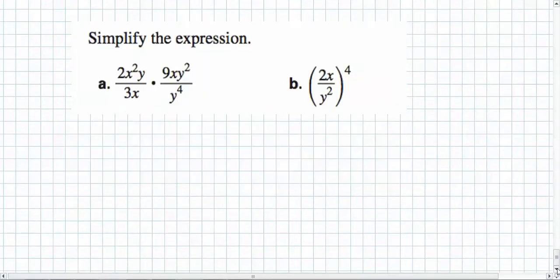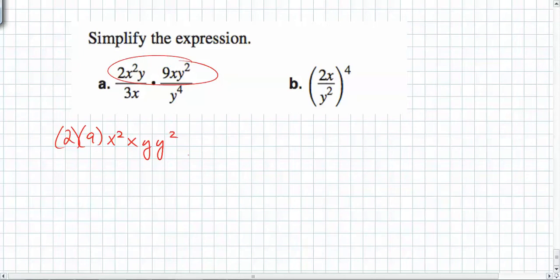So let's do this last question. Simplify these expressions. They look like they're pretty bad, but they're not. So let's simplify the top first. 2 times 9, let's leave it together. It's this group, so it's x squared times x, y times y squared. I haven't done anything other than regroup the top. And then you have 3x, y to the 4th.